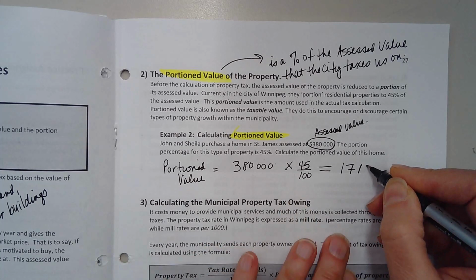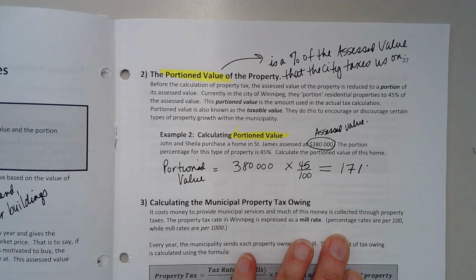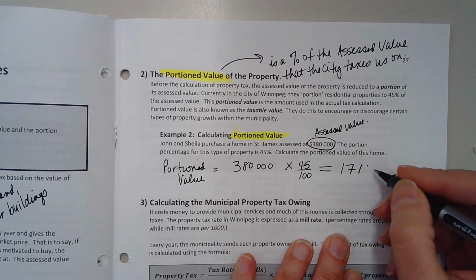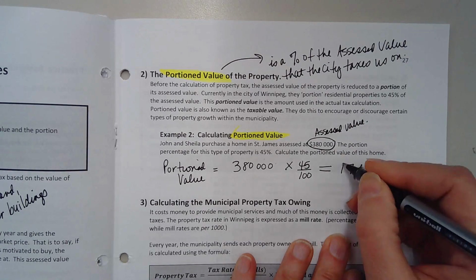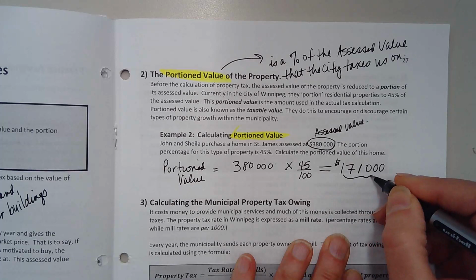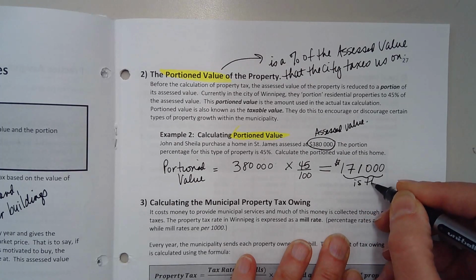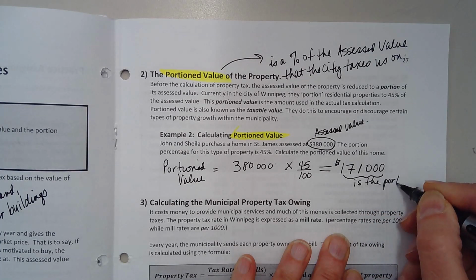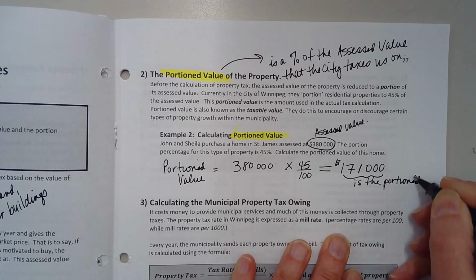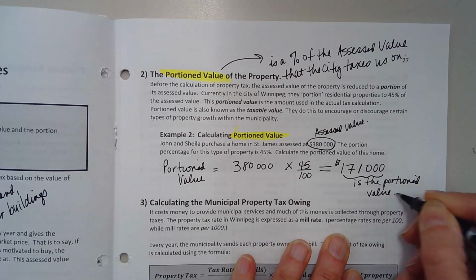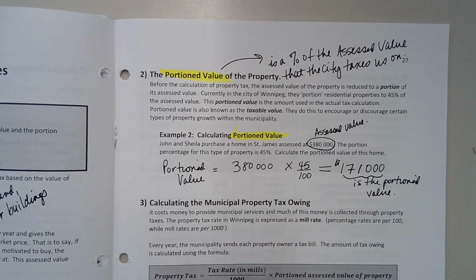171 times 0.45, 171,000 is the portioned value. Now we're not done yet, because we're going to move down to actually calculating the tax.